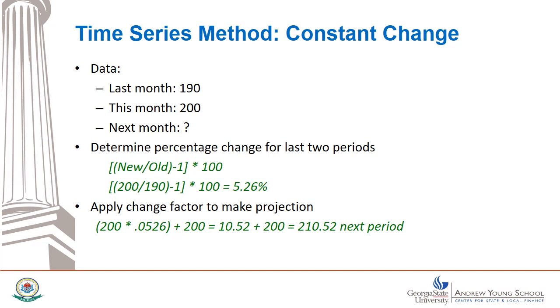Now, take that change rate of 5.26% and multiply it by the current month of 200 to get 10.52, and add it to the 200 to get the forecast for the next month of 210.52.